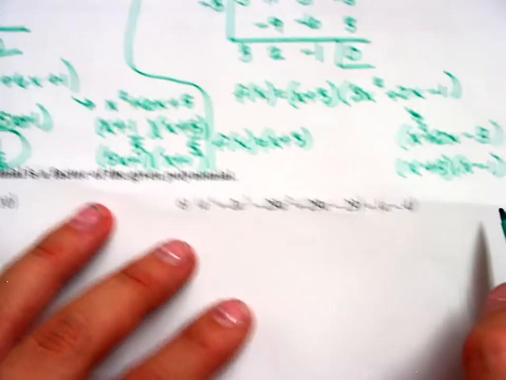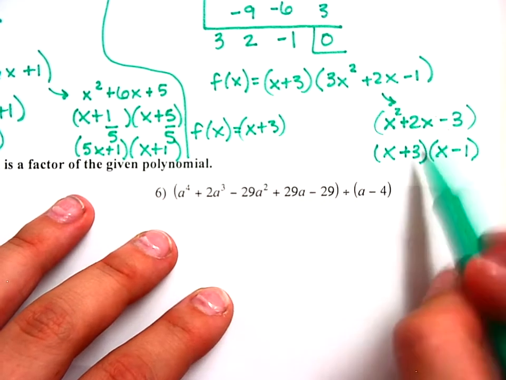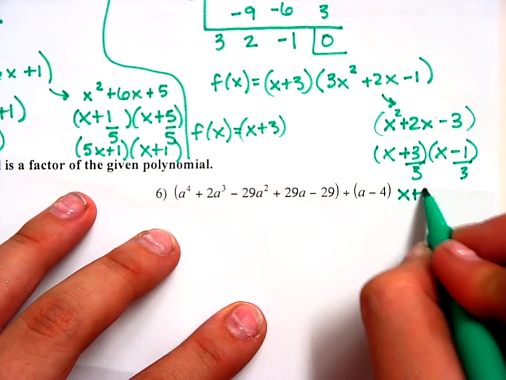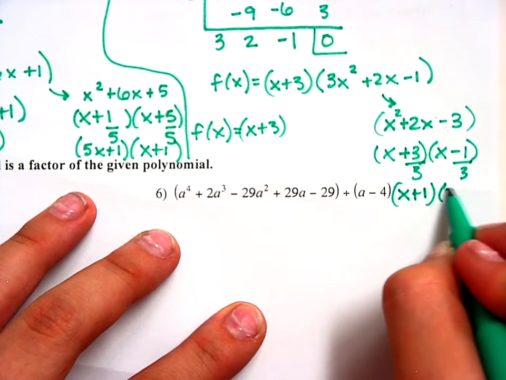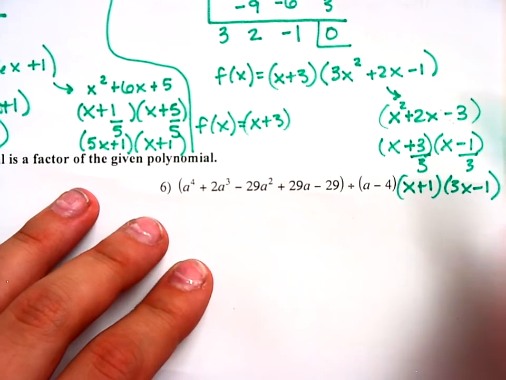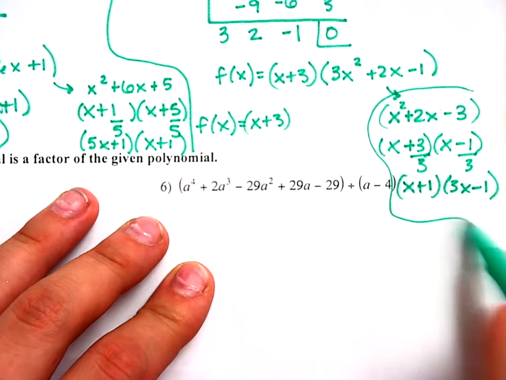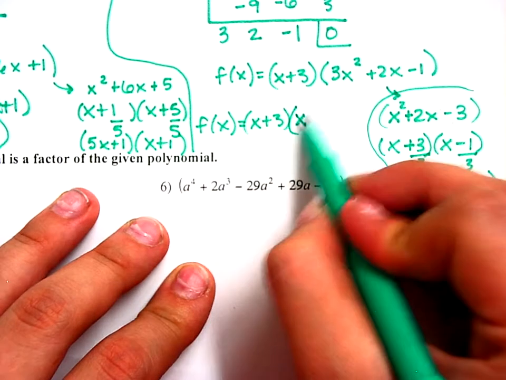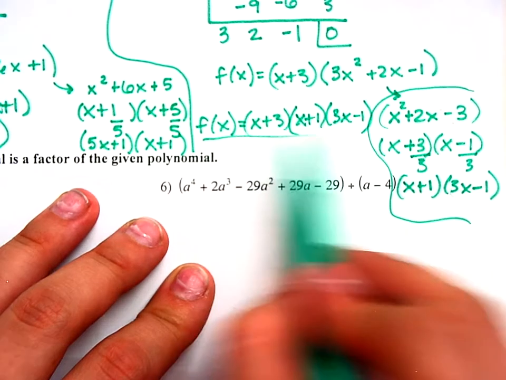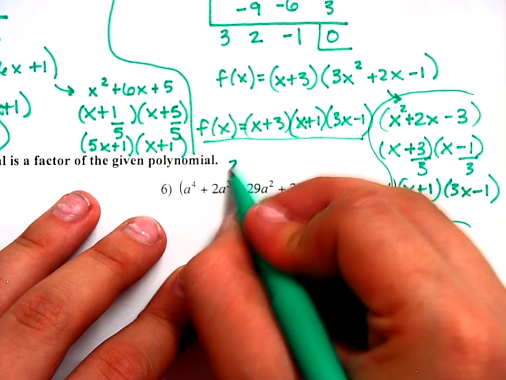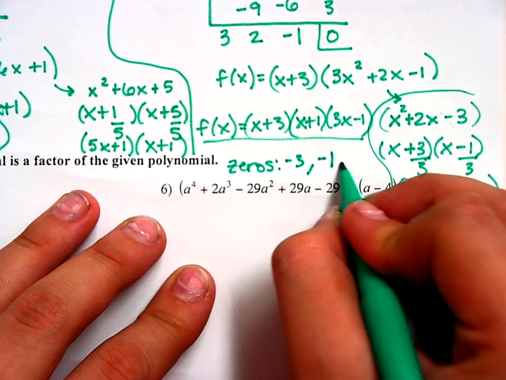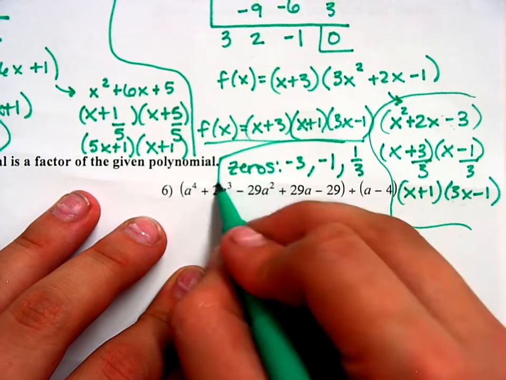Oh, you guys, I almost forgot. I multiplied everything by 3, so I have to divide everything by 3. Okay, so this leaves me x plus 1 and 3x minus 1. I almost forgot the last step of slip and slide. Okay, so now that I've done that, I'm going to write x plus 1 and 3x minus 1. There we go. So that's completely factored. Last step, say that your zeros are -3, -1, and +1/3.